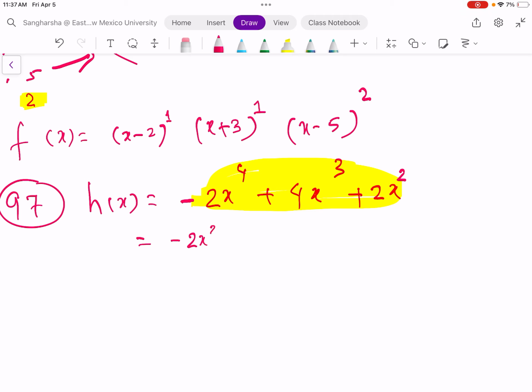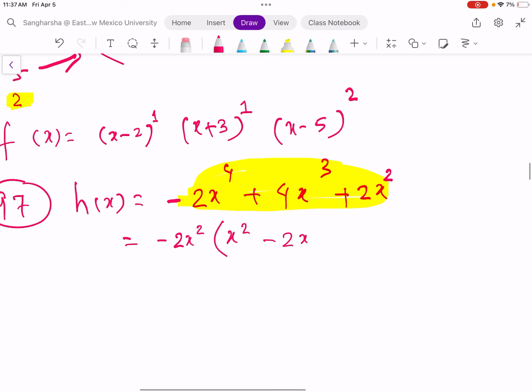Now if we factor out negative 2x squared from negative 2x to the power 4, what does that equal? You are dividing negative 2x to the power 4 by the common factor negative 2x squared, so we get x squared. Now 4x cubed divided by negative 2x squared gives negative 2x. And positive 2x squared divided by negative 2x squared is negative 1. So we have negative 2x squared times the trinomial.